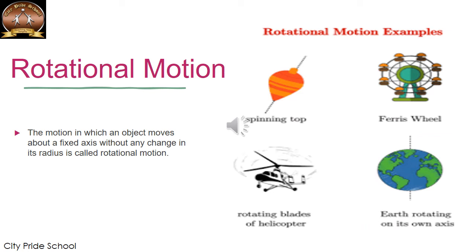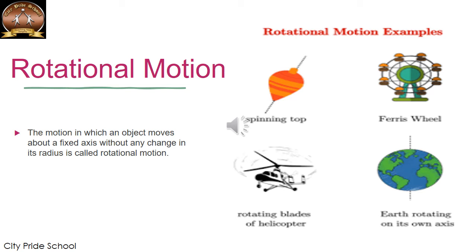Whereas in case of rotational motion, you have the motion in which an object moves around an axis without any change in its radius. So the radius of the object remains the same. For example, you can see a spinning top here. Okay, so you can see this axis. Along that axis, at each point, the radii is the same in all directions. Okay, and the top spins. That is termed as a rotational motion.